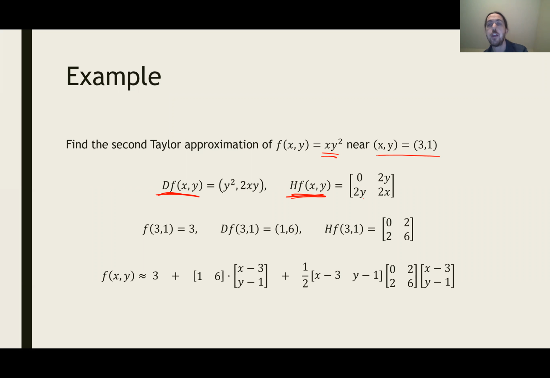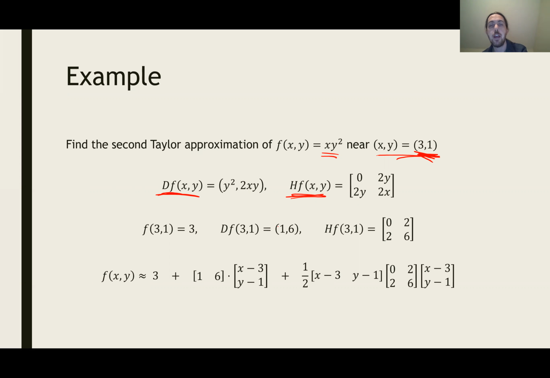The Hessian, in its first column, we're putting the derivatives of y squared with respect to x, that's 0, and the derivative of y squared with respect to y, that's 2y. Then in the next one, we're putting the derivatives of 2xy with respect to x, that's 2y, and the derivative of 2xy with respect to y, that's 2x. So that's our Hessian matrix. But we don't want just the Jacobian and just the Hessian. We want them at this particular point, 3, 1.